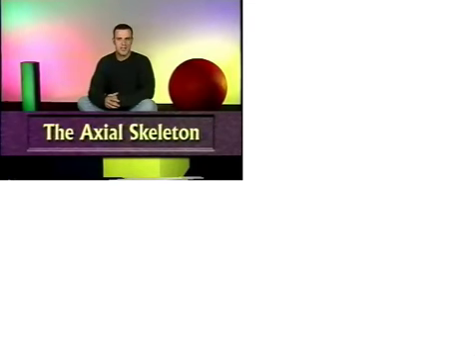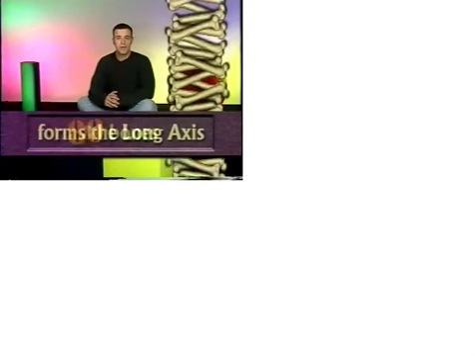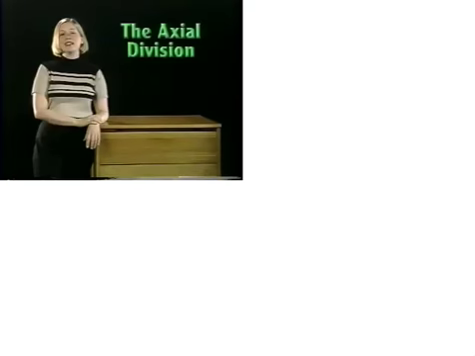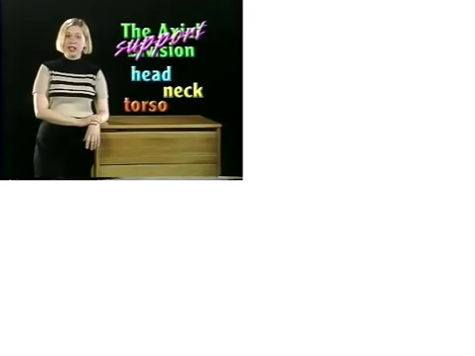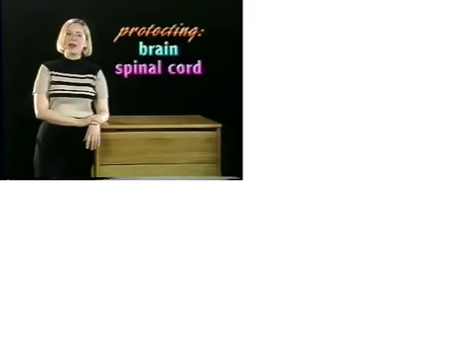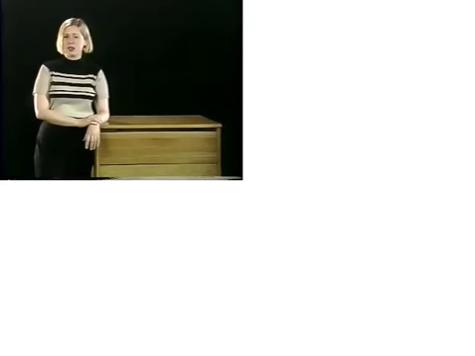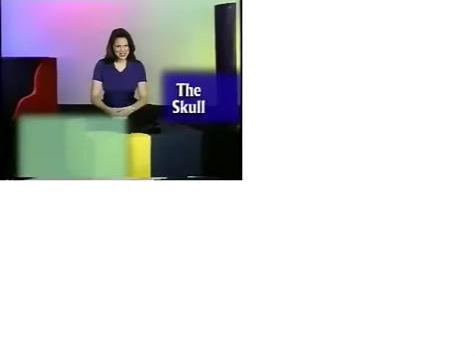The axial skeleton is composed of 80 bones and forms the long axis of the body that we mentioned before. This includes three major regions: the skull, the vertebral column, and the bony thorax. Now, the axial division has an important job, namely supporting the head, neck, and torso, as well as protecting the brain, spinal cord, heart, and lungs. Without it, we'd be a gelatinous lump, unable to protect ourselves. All right, maybe that's not true, but I'll tell you what is true. The skull is the most complex part of the axial skeleton, and also what we're looking at first.